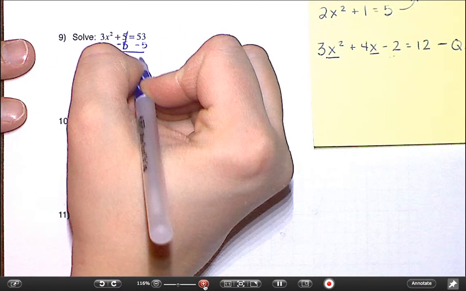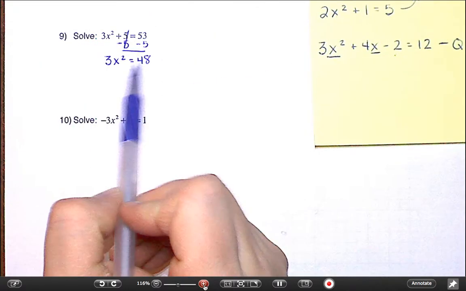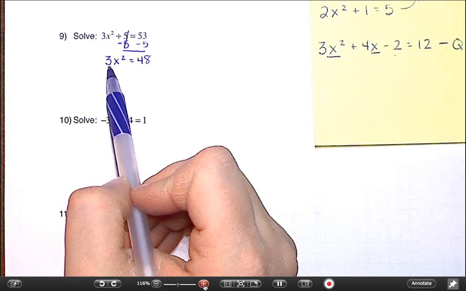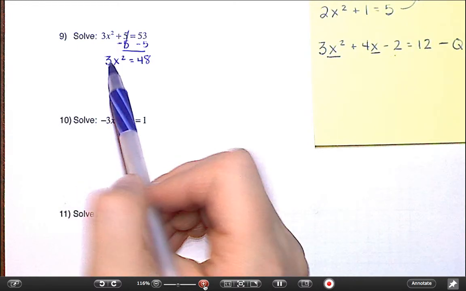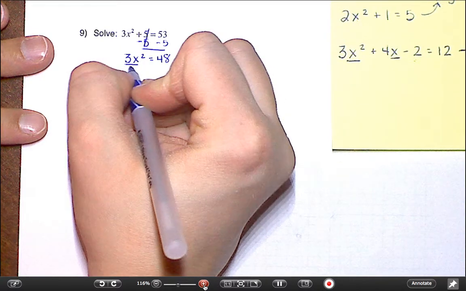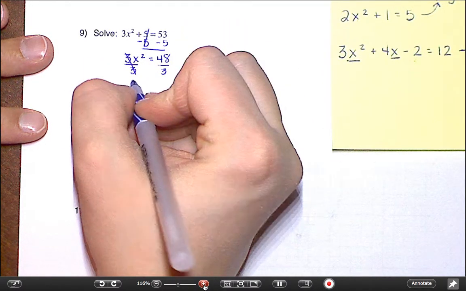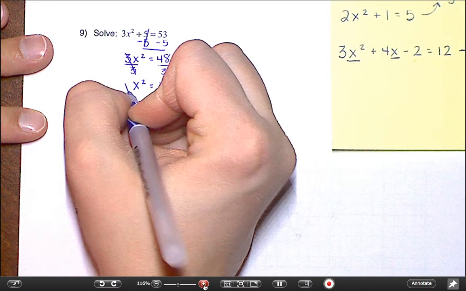Now, I do get some people that want to take a square root right now. You're just a little impatient. The problem is the square is only on the x. It's not on the 3. So we don't want the 3 to get a square root because the 3 is not being squared. So I have to get rid of the 3 before I can square root, meaning I need to divide. So I'm going to divide by 3, divide by 3. I end up with x squared equals 16. And then take a square root.